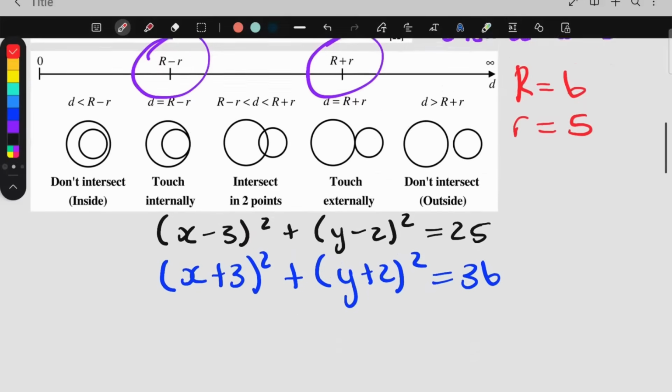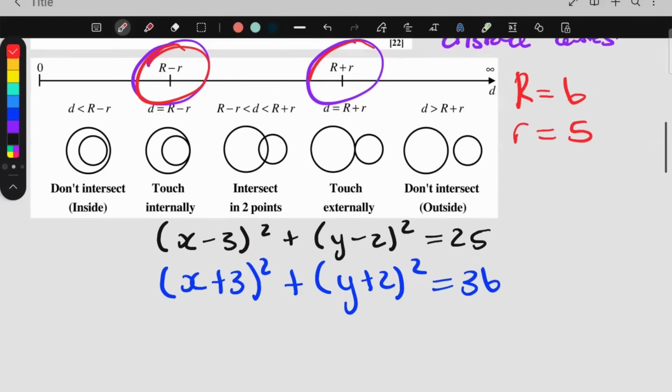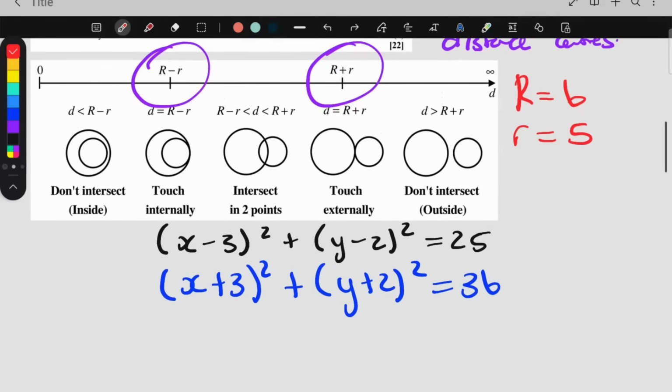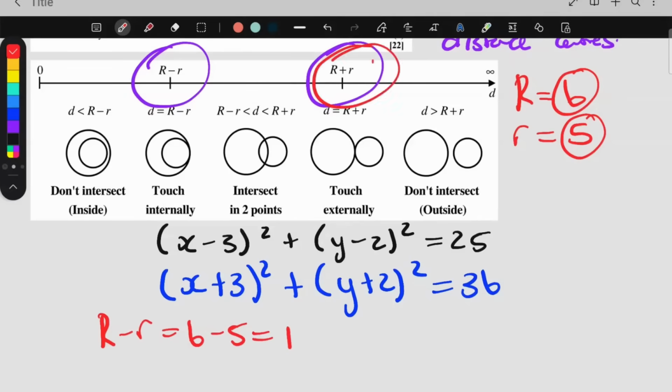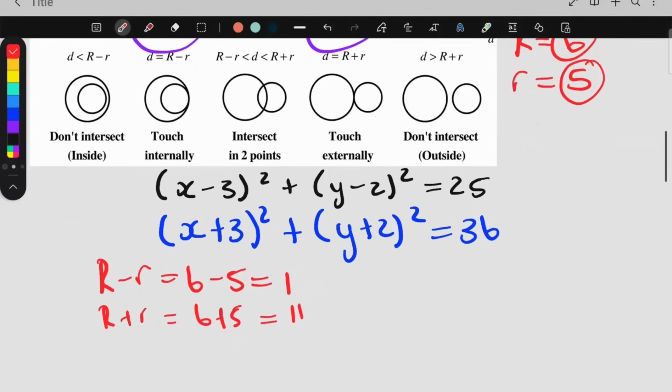Now I'm first going to do this, then this. So I'm going to minus them. 6 minus 5, so this is R minus r, and the answer is 1. Then I'm going to do R plus r. So R plus r is 6 plus 5, and the answer is 11. So I've worked that out.